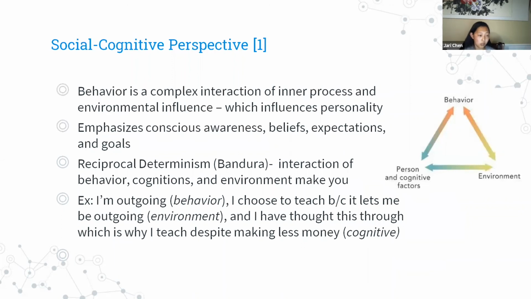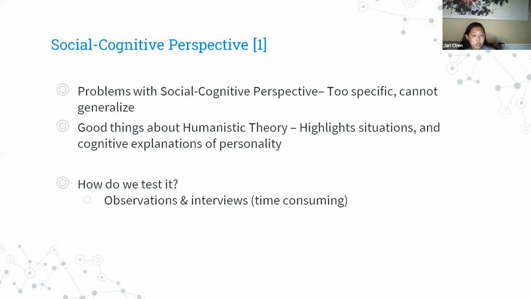Then there's social cognitive, which is basically behavior and your cognition and then your environment working together to develop your personality. This is probably the most accurate, but it's very hard to test. I'll get to it in the next slide, but basically everything is dependent on your cognitive desires, your behavior, and your environment. So it's very specific, and it's hard to test because you have to observe and have interviews and these really time-consuming tasks. This is why it's not used as much.